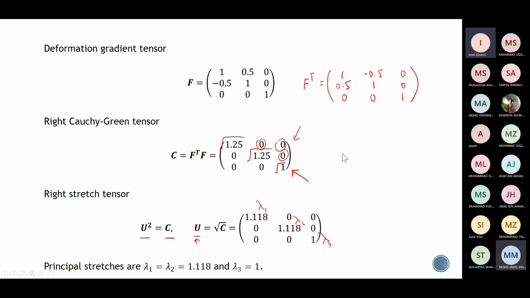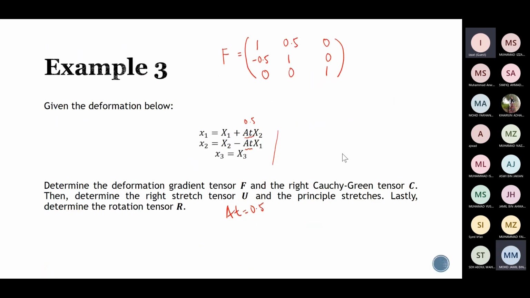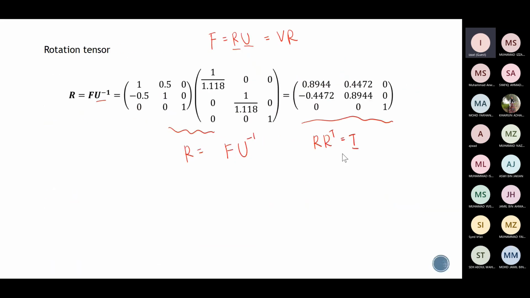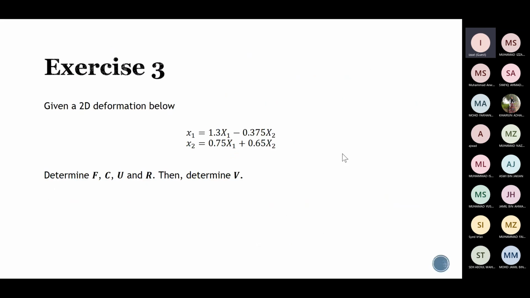Questions like this come out in the test, in the test and final. Find F, find C or something else, and then you are asked to determine the right stretch tensor and then find the rotation tensor. The question is more or less like this. So later you can try this exercise. This is a 2D deformation, so it should be easier to compute by hand. Try this later.